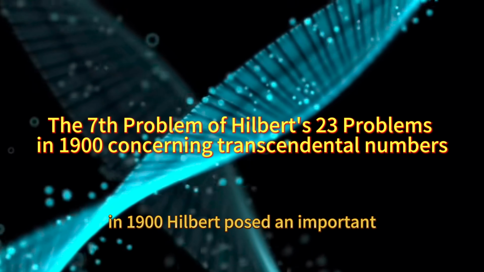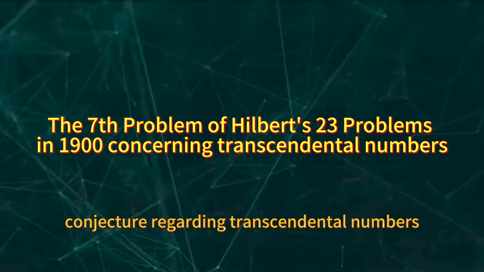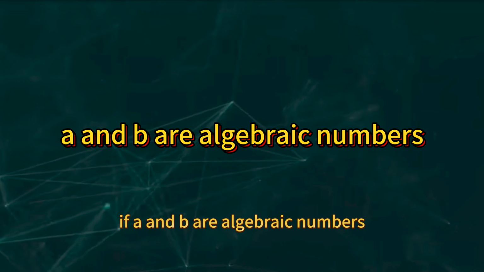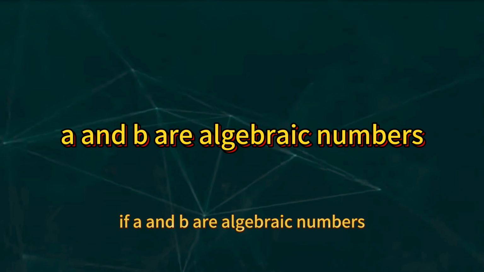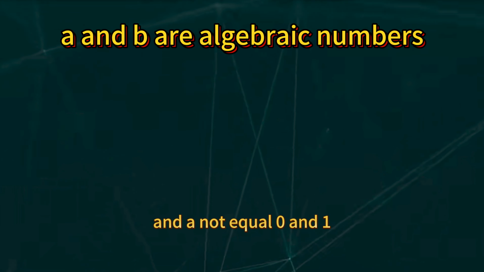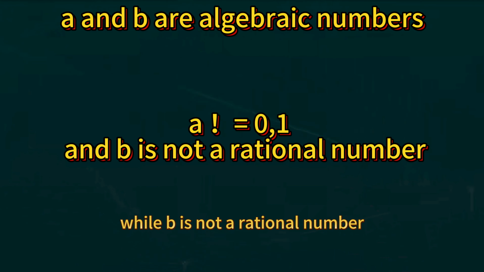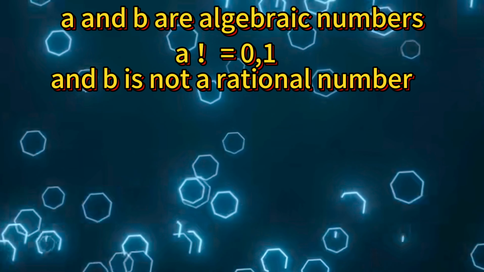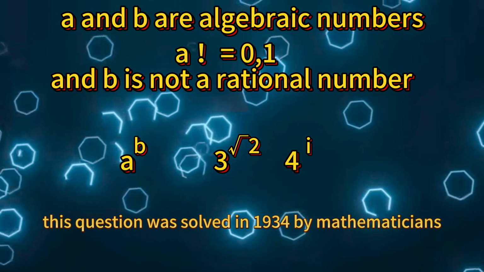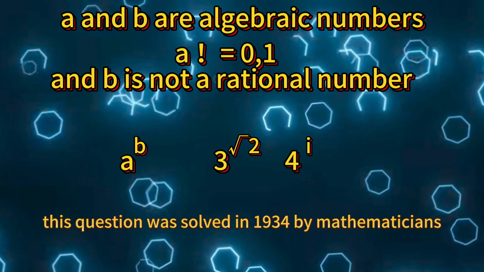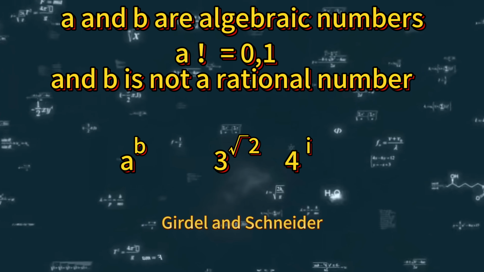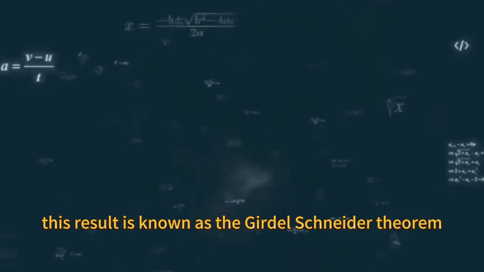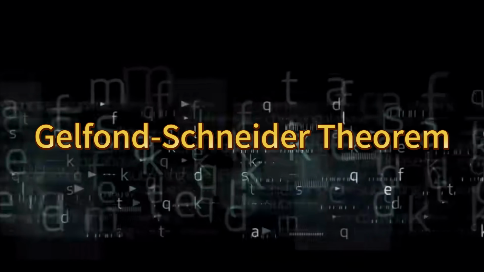In 1900, Hilbert posed an important conjecture regarding transcendental numbers. If a and b are algebraic numbers, and a does not equal 0 or 1, while b is not a rational number, is a to the power of b necessarily transcendental? This question was solved in 1934 by mathematicians Gelfond and Schneider, who proved that the answer is affirmative. This result is known as the Gelfond-Schneider theorem.